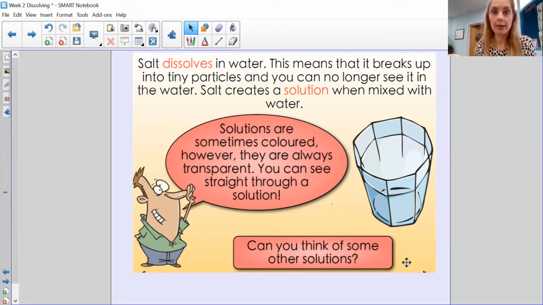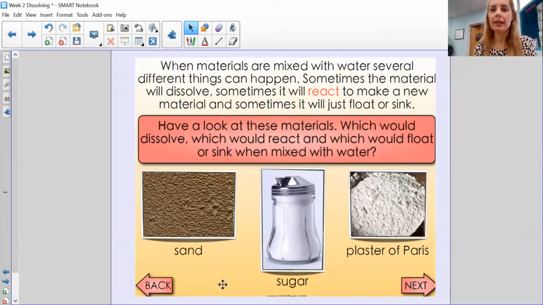Right, so can you think of any other solutions that you could create? For example, I've just said food coloring. What other materials could we put in that could also dissolve? Have a think about that. Pause the video if you need. Otherwise, let's carry on. So when materials are mixed with water, several different things can happen.